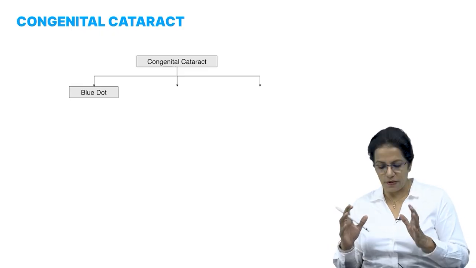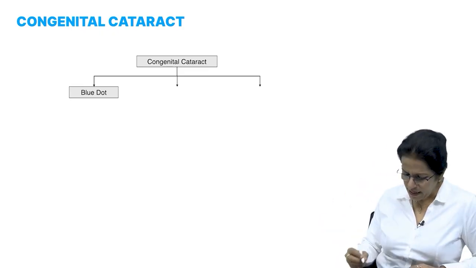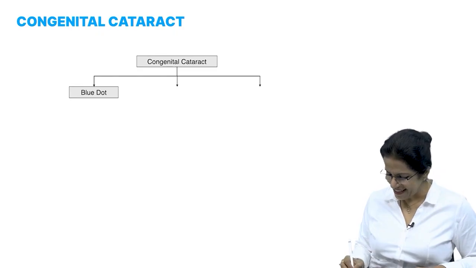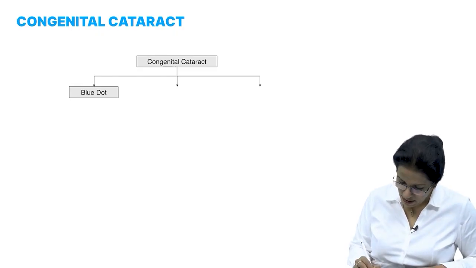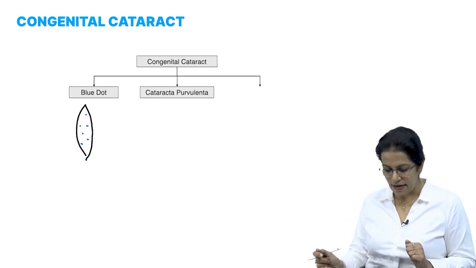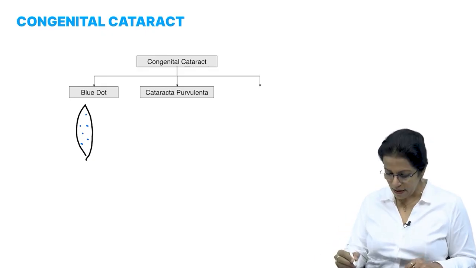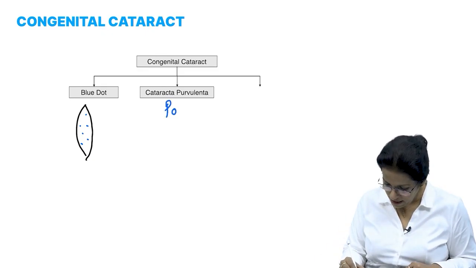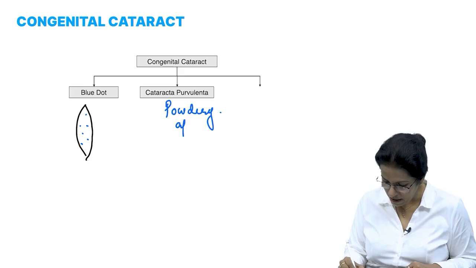So, when you are going to have a look at the blue dot, let's make it for ourselves before we start looking at the slides. We can draw this for ourselves. So, when I am looking at the lens, what I see are the bluish dots on the lens. This is called blue dot cataract, right? The next type of cataract, purulenta. Purulenta means powdery appearance. That is called purulenta. Okay, it has powdery appearance.